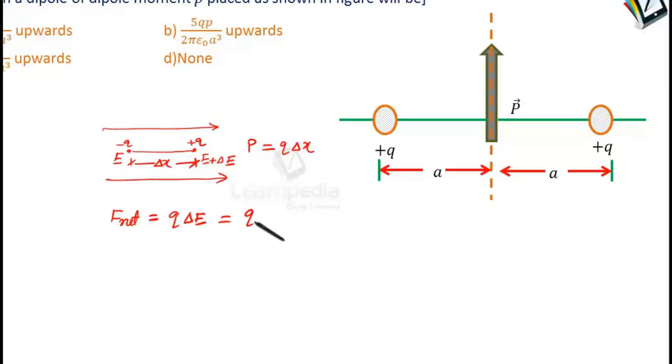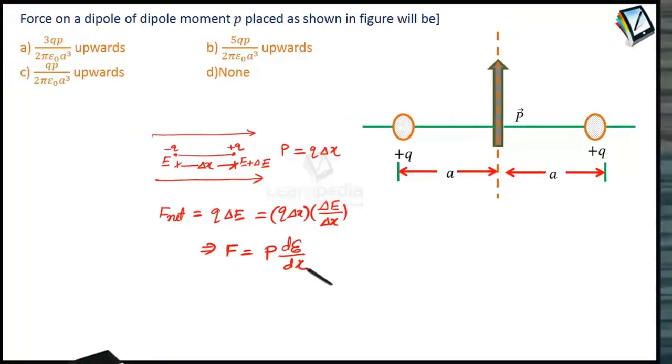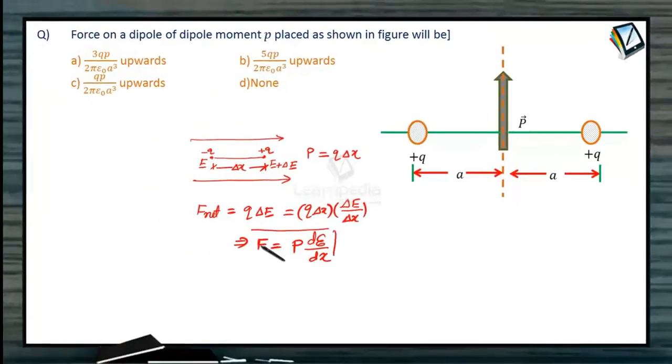So we can multiply by delta x and divide also by delta x, and this way we can write this force F as what? This is the dipole moment P, and we'll write it like d by dx. That means the method to find the force on an electric dipole will be that we differentiate the electric field function with respect to x along the dipole moment, and then the rate of change of electric field with respect to distance multiplied with the dipole moment vector will give the net force on this electric dipole.